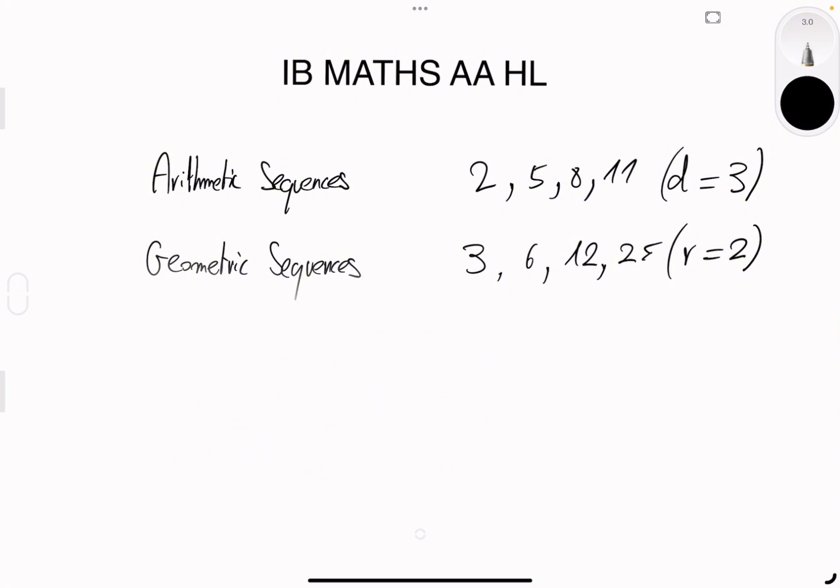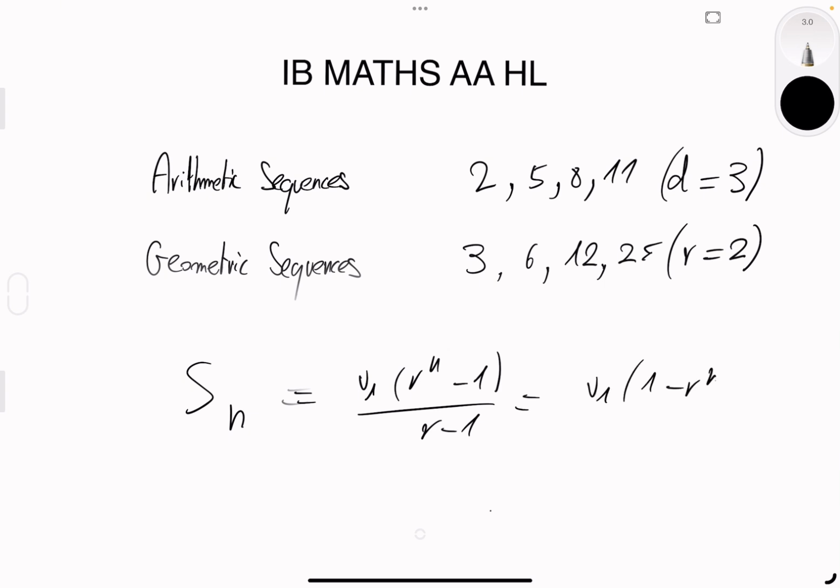For geometric sequences, it's a little more difficult. It's either a sum of n terms of a finite geometric sequence or an infinite geometric sequence. For finite geometric sequences, again, there are two formulas that you can use to find the sum of n terms in the sequence. This is the first formula, and another formula you can use is this one. They have the same purpose. So this is for a finite geometric sequence.